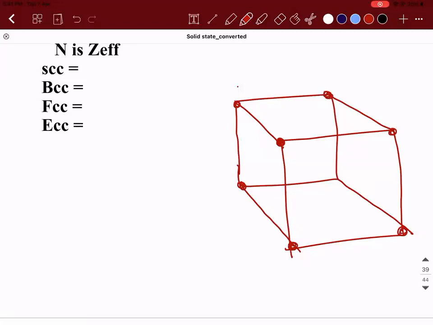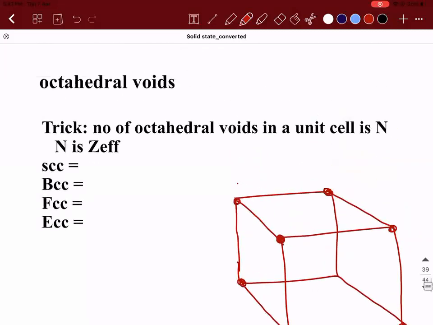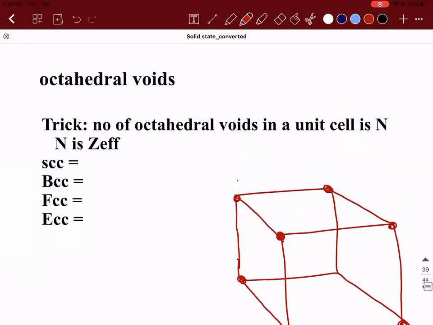Okay, I'm taking FCC. See, again, just copy this. For octahedral void, the number of voids present in the unit cell is simply the Z effective, just the number of atoms present in a unit cell. For SCC, it is 1. For BCC, it is 2. For FCC, it is 4. And for ECC, it is 2. I'll explain first, copy this, because this will help in solving the problems.